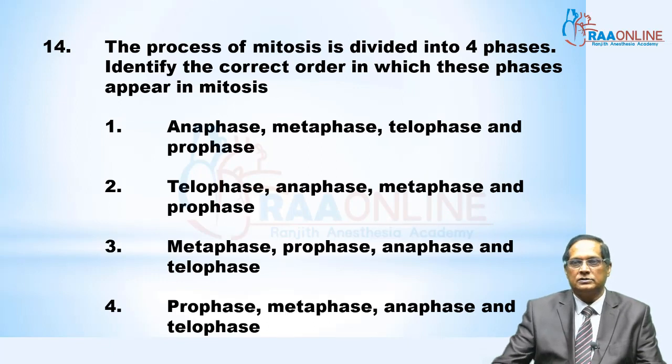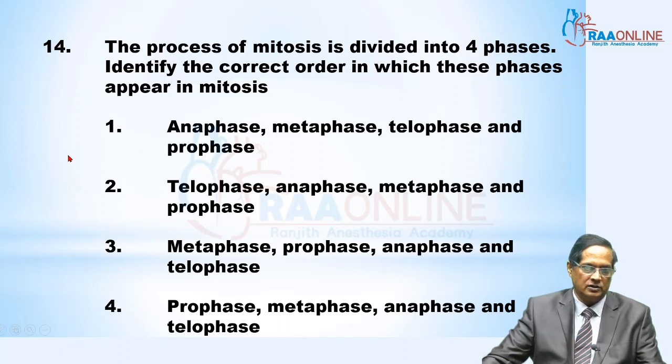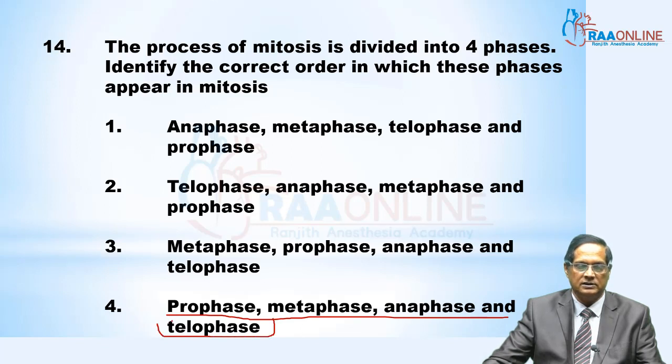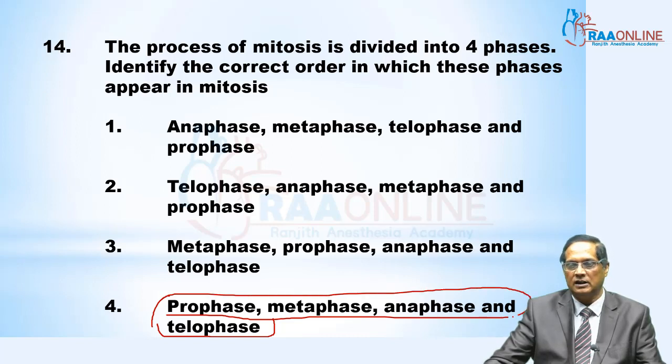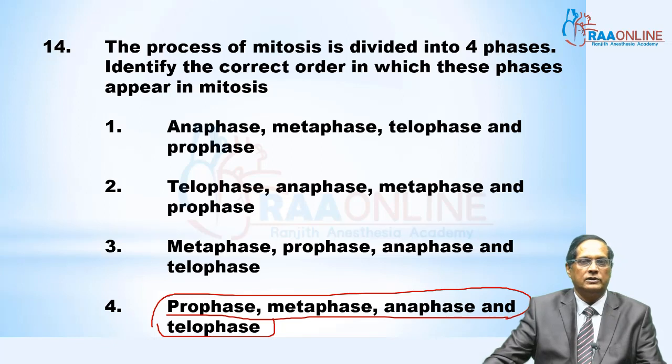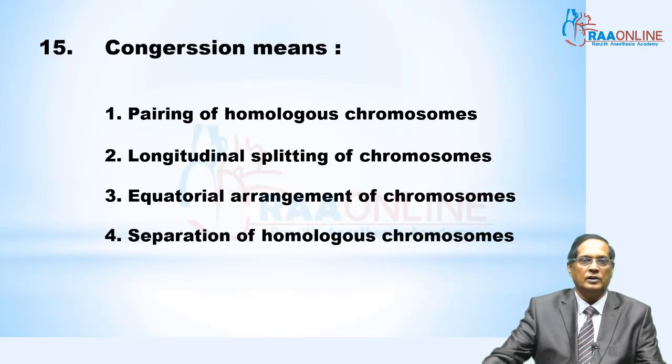Then the process of mitosis is divided into 4 phases, in their correct order. Simple question, 9th class question. Start with the prophase, metaphase, anaphase, and the last stage is the telophase. These are the 4 different phases of M phase. In mitosis, there is one nuclear division and one genome duplication, that is, the cell divides once.